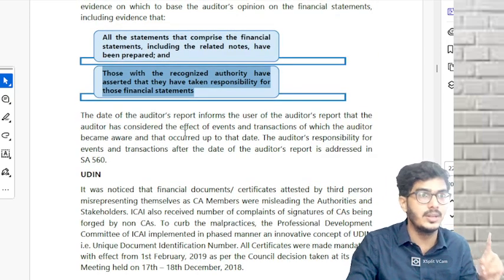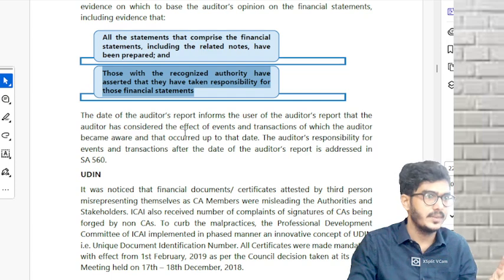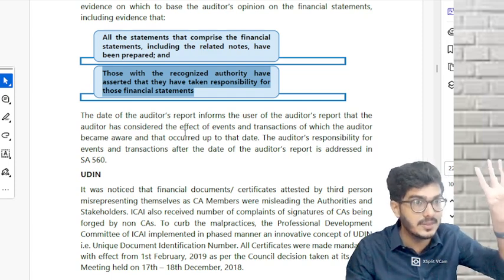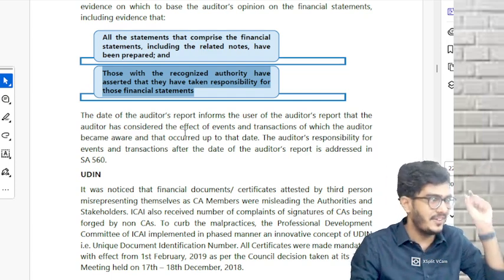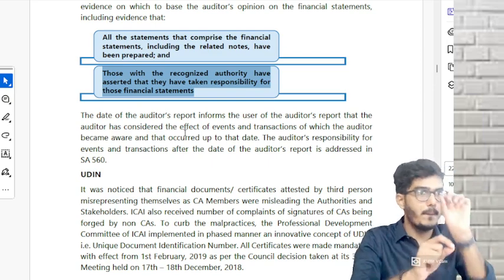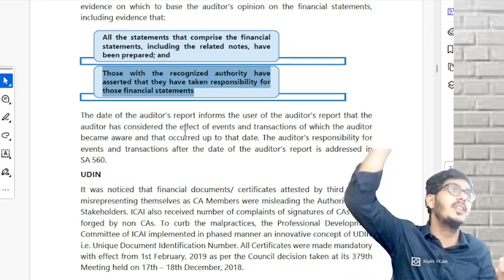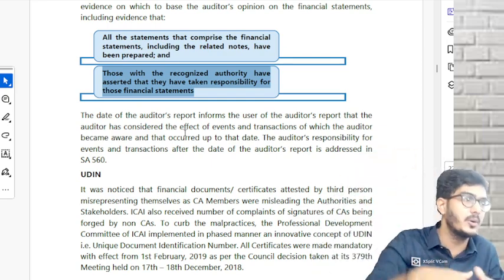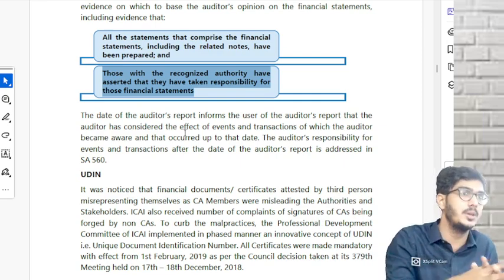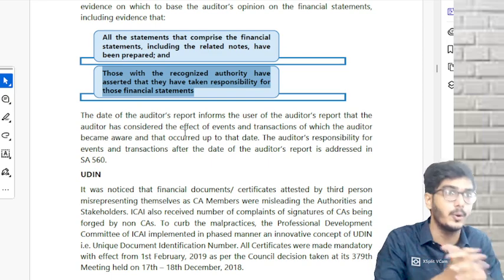And there is also one more thing. Subsequent events, SA 560. There are 3 subsequent events. What are those 3? Financial statement date to auditor's report date, post auditor's report date before the financial statements are issued, and third, after the financial statements are issued. If you remember, it is always the first subsequent event which we have to consider in our auditor's report.